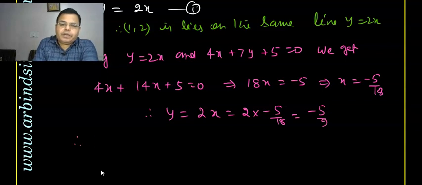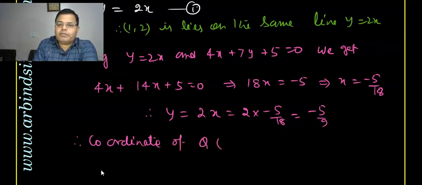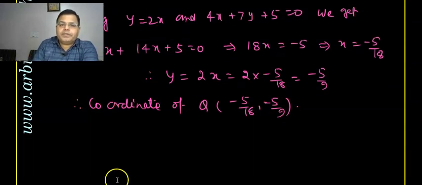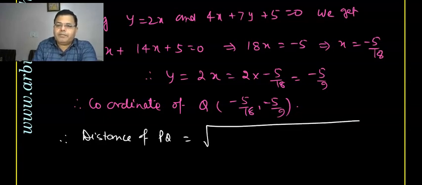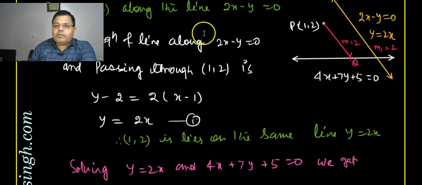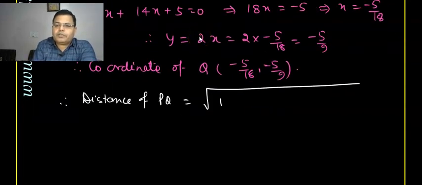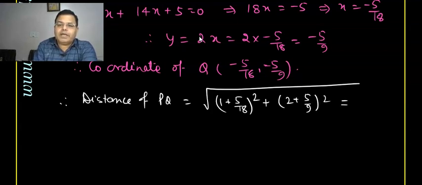So coordinate of Q, that is point of intersection, will be minus 5 by 18 and minus 5 by 9. Now, using distance formula, distance of PQ is given by the distance formula. And what is that? P is point 1 comma 2. So x2 minus x1 whole square, so 1 minus minus 5 by 18 whole square plus 2 minus minus 5 by 9 whole square. And that will come here.